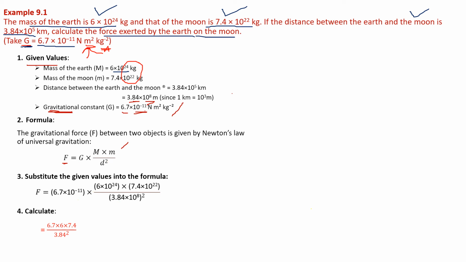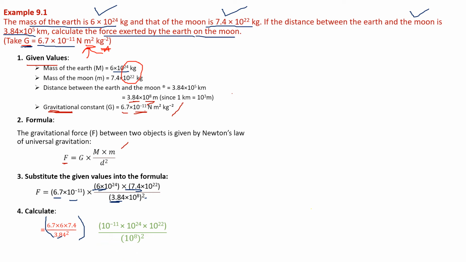What I did here is I took 6.7 separately, 6 separately, 7.4 separately, and 3.84 square separately. It means 6.7 into 6 into 7.4 into 3.84 square. I took this entire thing separately, and the remaining terms I'll put separately and multiply separately. Of course, both have to be separate.